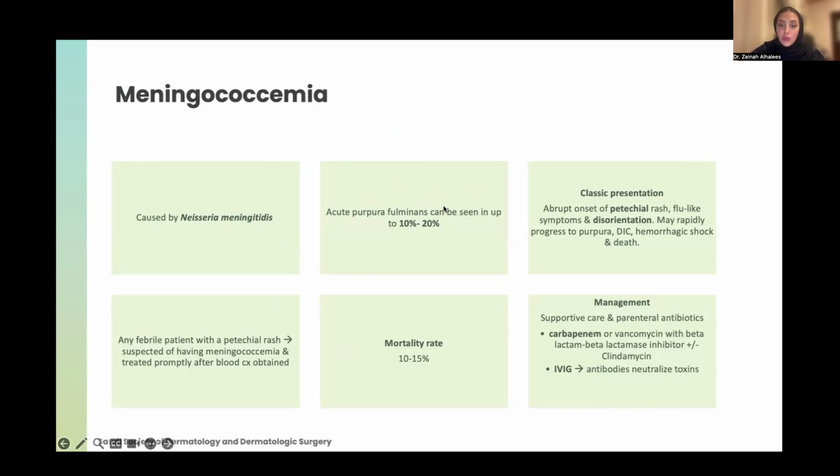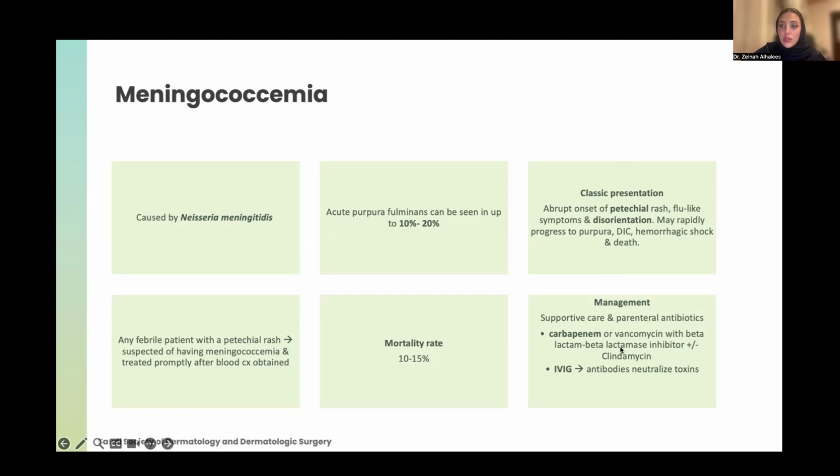It can be seen in up to 10 to 20% of patients, and as we just mentioned, they have an acute onset of a particular rash, and they also get disorientation, and then later on they start to progress to purpura fulminans. Usually the lesion starts in their elbows and knees, and then it tends to spread elsewhere, and obviously it can lead to death. So any febrile patient with a particular rash where you're suspecting meningococcemia, you really want to treat them promptly after getting your blood cultures because their mortality rate can go up to 50%.